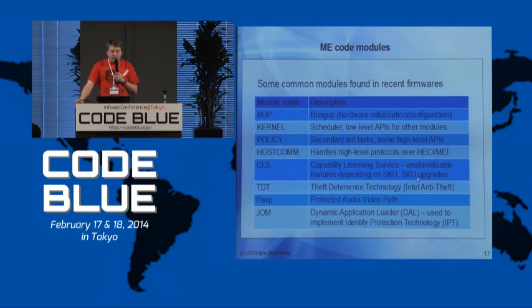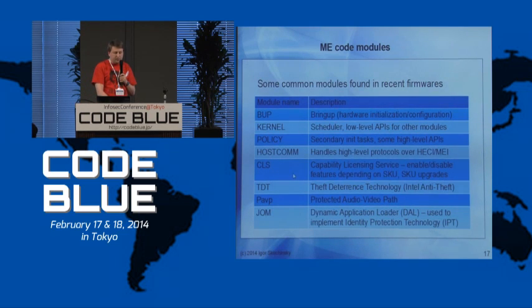Now here's a list of some of the typical modules that you may find in these firmwares. Every module has a name, so this may hint also at its functionality. For example, BUP apparently means bring up, which does various initial hardware initialization and configuration. Then there is the kernel module, which implements the scheduler that schedules all other tasks, and it provides various low-level APIs for other modules. The policy module does some secondary initialization and provides some other APIs for other modules. Hostcom handles the communication with the host over the PCI, over the host embedded control interface.